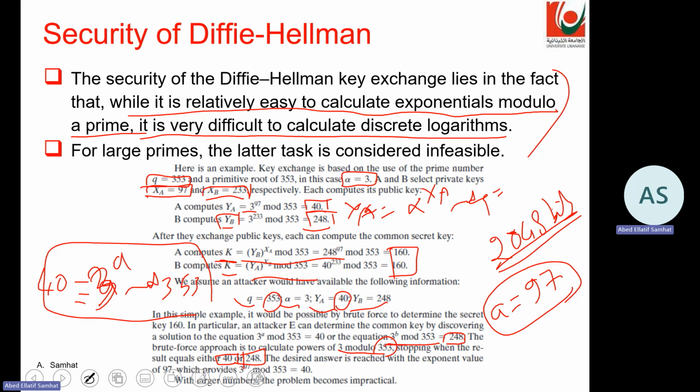Which is the secret key of Alice. As we said, with large numbers the problem becomes very difficult. In practice we cannot do it with a huge number like a number with 2048 bits. So this is the security of Diffie-Hellman. That's why Diffie-Hellman is used to exchange the secret key, but we work with large numbers.